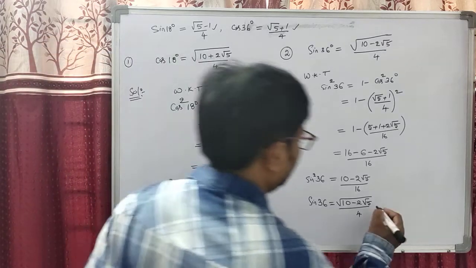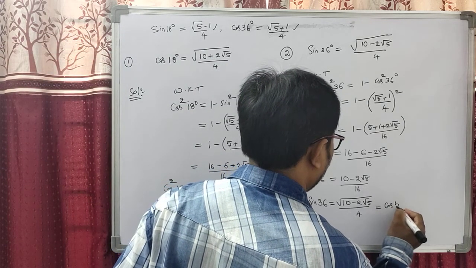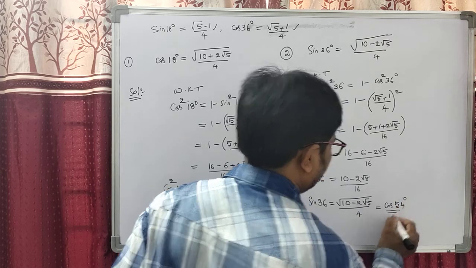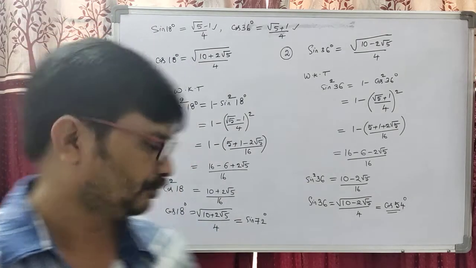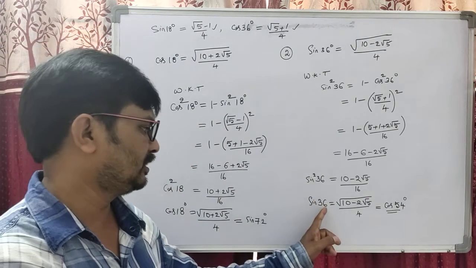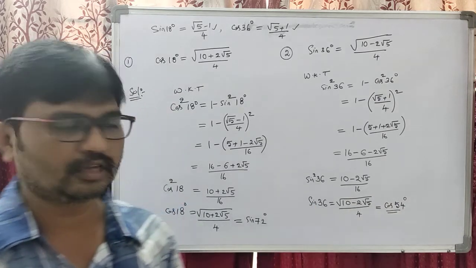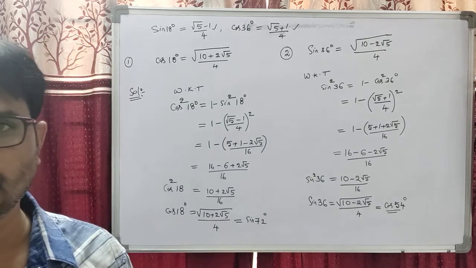Okay students, this sin 36 is also equal to cos of 54. Already I have explained many times, if any angle is subtracted from 90, 90 minus 36 is 54, then sin will become cos. The cos of 54 is also root of (10 minus 2 root 5) by 4.